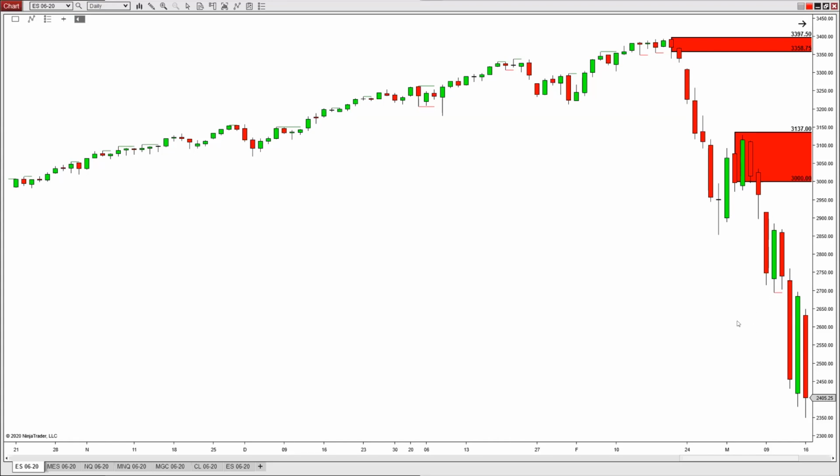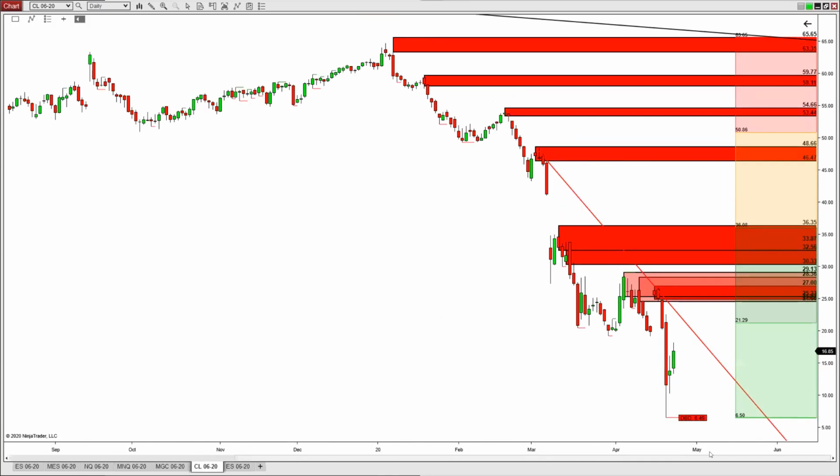There's no way for us to have predicted that, with the exception of just knowing that what goes up and down very fast is most likely going to do the exact opposite very fast. In other words, if you have a very strong down move, you're likely going to go right back up very quick as well. If you want to take a look at that, go take a look at oil, right?